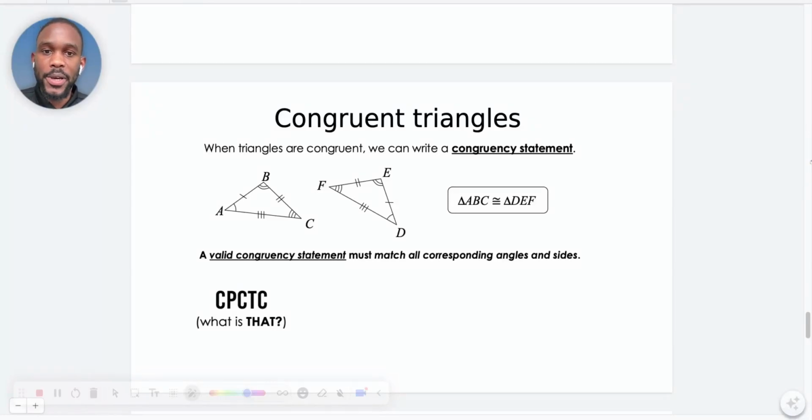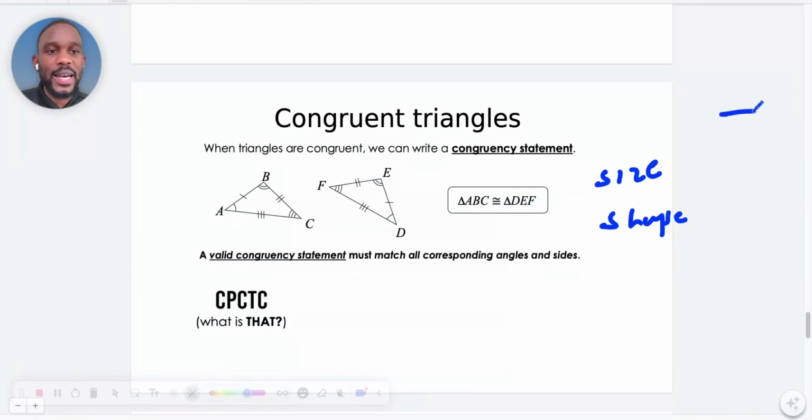Hello guys, in this video we're going to be learning about congruent triangles. Two figures are congruent if and only if they have the same size and the same shape. And you can write a congruency statement. This is our congruency statement: triangle ABC is congruent to triangle DEF.